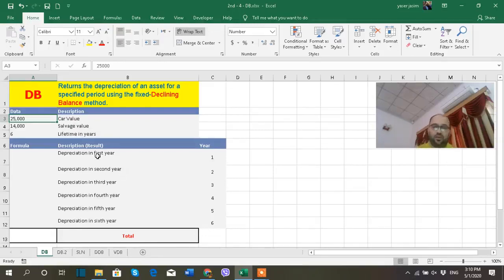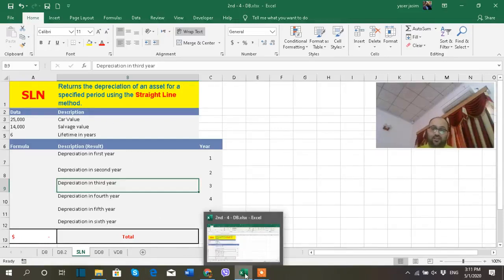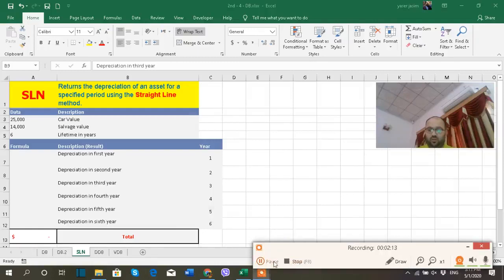So first we're going to start with the DB function, which returns the depreciation of an asset for a specific period using a fixed declining balance. And the SLN for today also calculates the depreciation using the straight line method. So today I'm going to give you the fixed declining method and the straight line method to calculate your depreciation for any asset that you have. Of course, you're going to need the initial cost, the salvage value, and the lifetime in years or months or whatever.